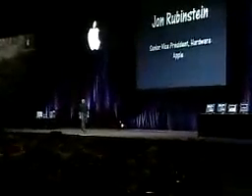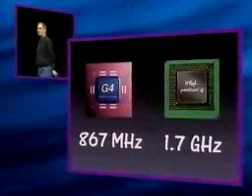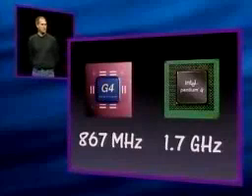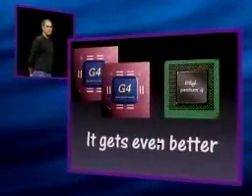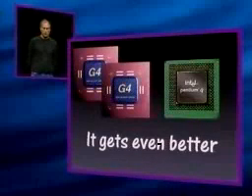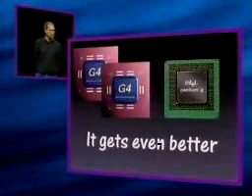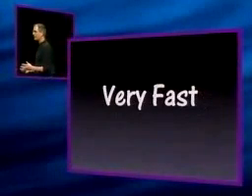Thank you, John. So, again, the megahertz myth. An 867 megahertz G4 can be as fast or even faster than a 1.7 gigahertz Pentium 4, and it gets even better when you add 2 G4s in the multi-processor model. So these things are very, very fast.